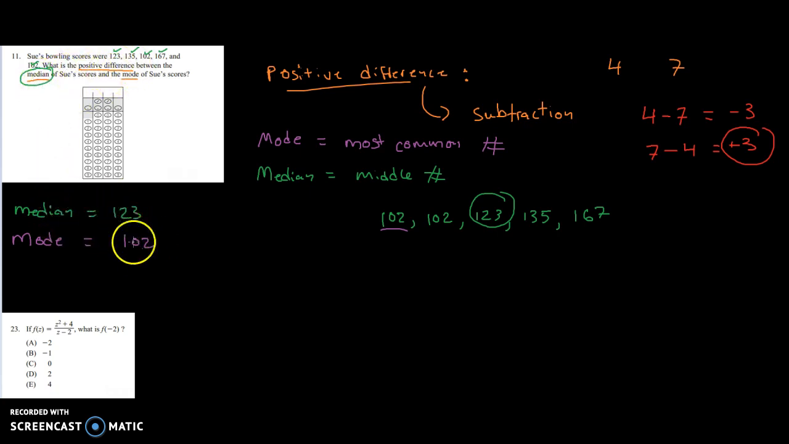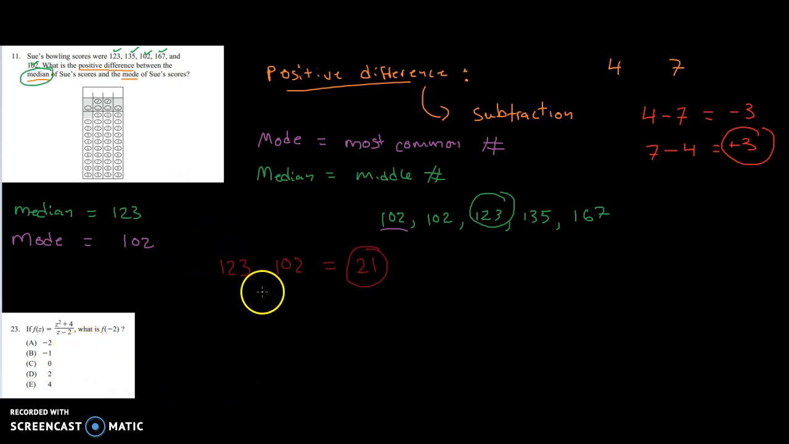Okay, so now the question is, what is the positive difference between these two things, the median and the mode? Remember what we just said. If we want to find a positive difference, we want to do subtraction, but we want to subtract in such a way that the answer is going to be positive. So if I do 102 minus 123, that's going to be negative. So that's not going to be the positive difference. However, if I do 123 minus 102, that will be a positive number. What does that get us to? Let's see here. 123 minus 102. Check me if I'm wrong. It should be 21.